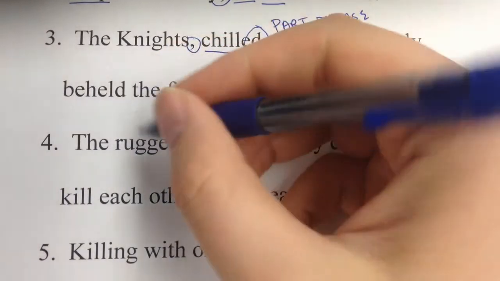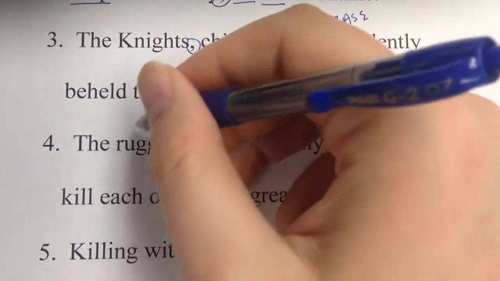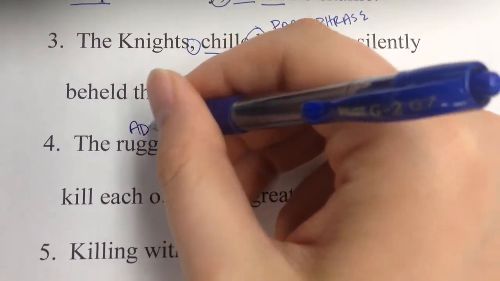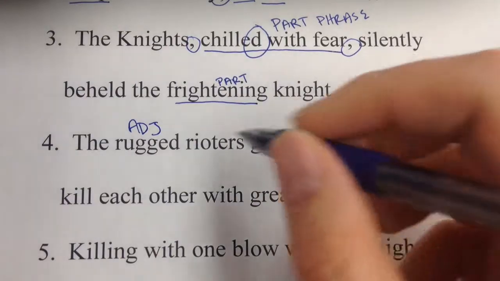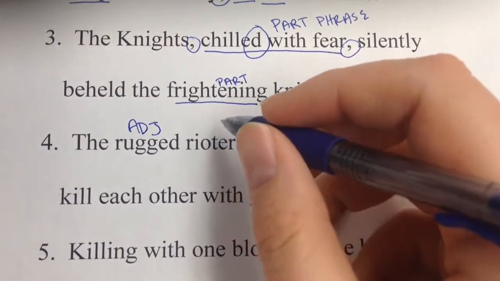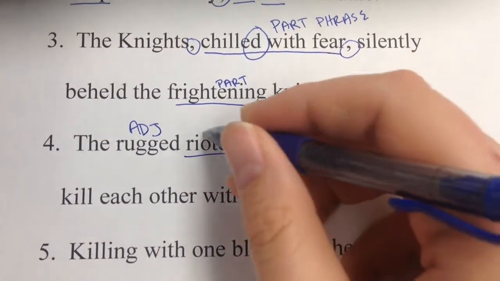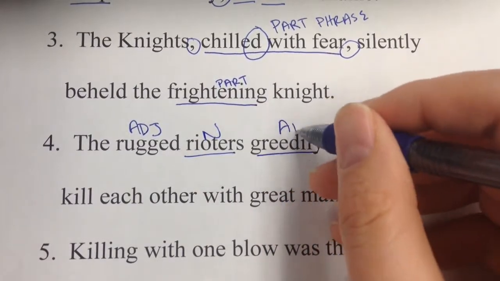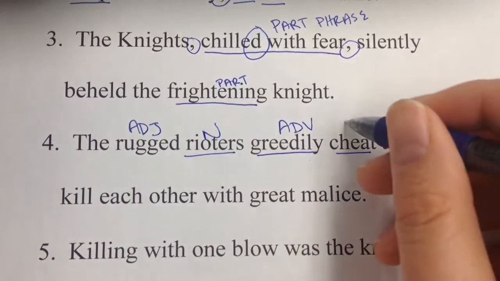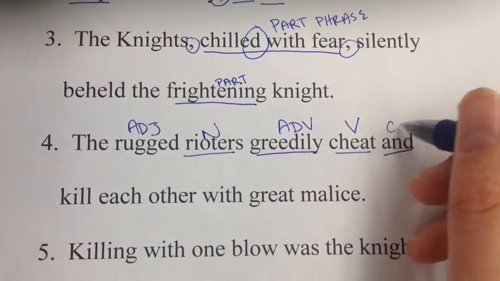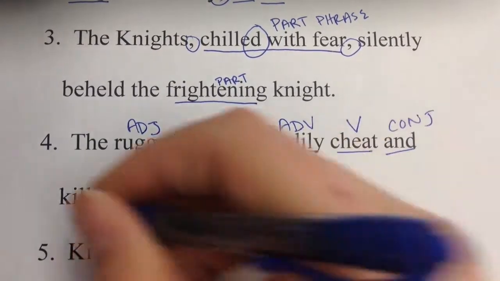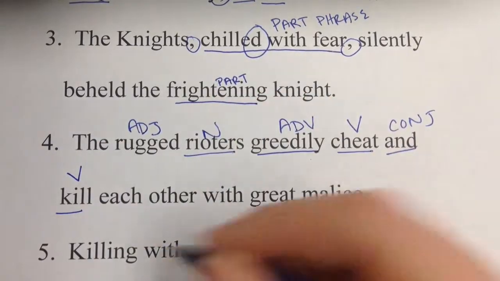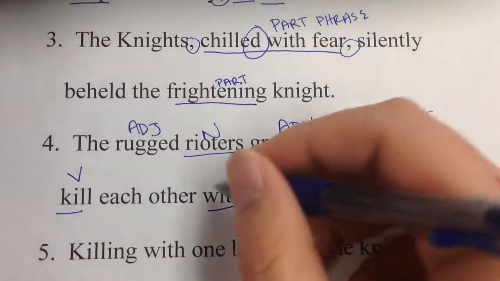So here is our subject, or here's an adjective, rugged. And then here is our noun. Greedily tells us how they cheat, so here's an adverb. Cheat is a verb, and "and" is a conjunction. Kill is another verb. Each other. With is a preposition.